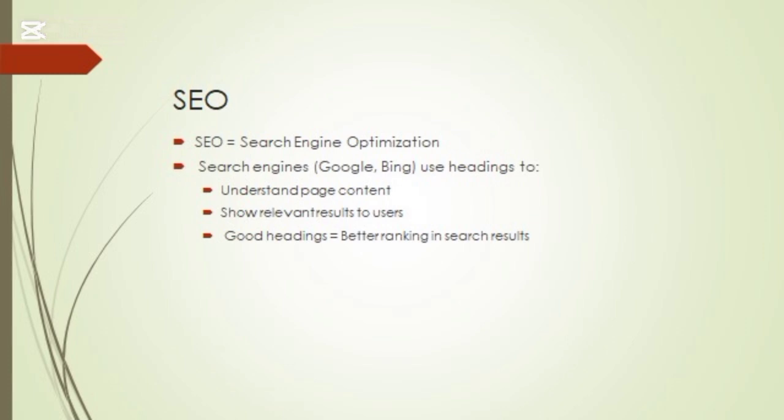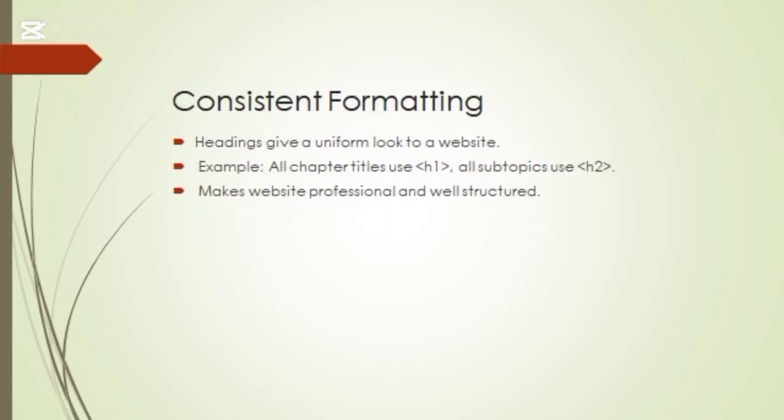The third reason is consistent formatting. Headings make a website look professional. If all chapter titles are in H1 and all subtopics in H2, then the whole website looks neat and uniform. It's like when a teacher asks you to write the main heading in the center and the subheading on the left. It makes your work look well structured. For example, when you see your school notice board, all main notices are written in bold titles and subpoints are written smaller. That is consistency.